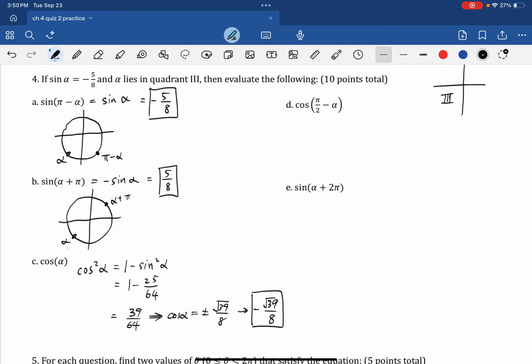Next question, cosine pi over 2 minus alpha. Here we just use our cofunction relationship, right? Cofunctions of complementary angles are equal. So this is equal to sine of alpha. And we're done. Negative 5/8.